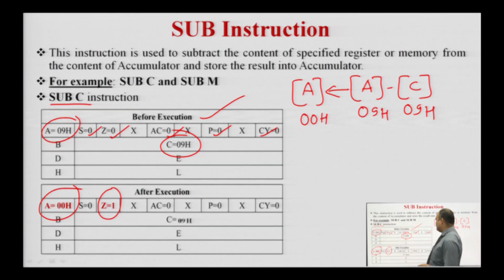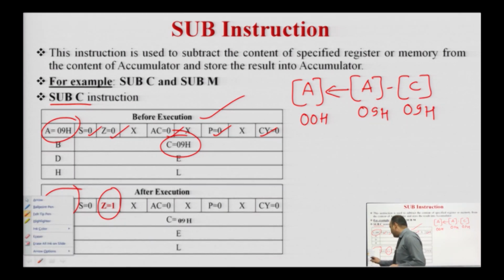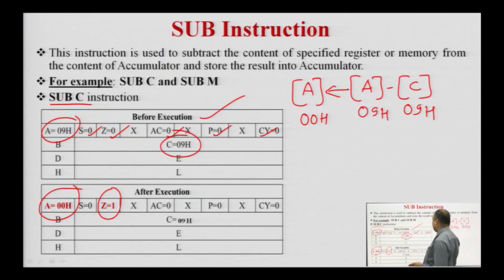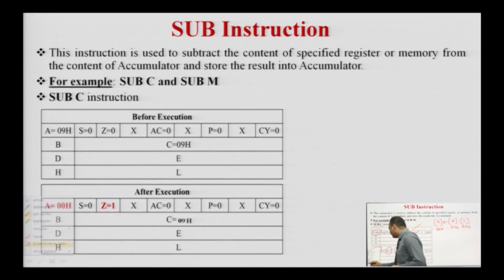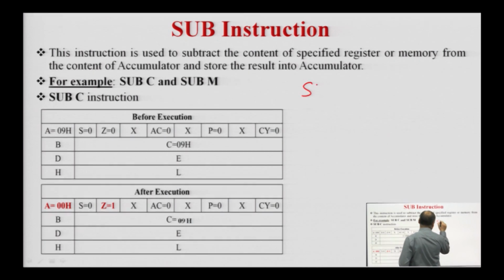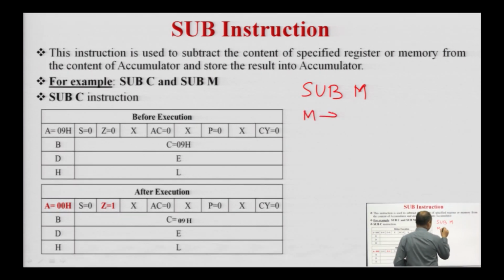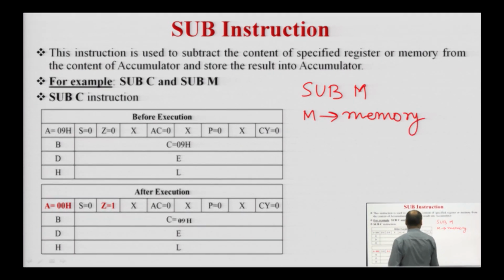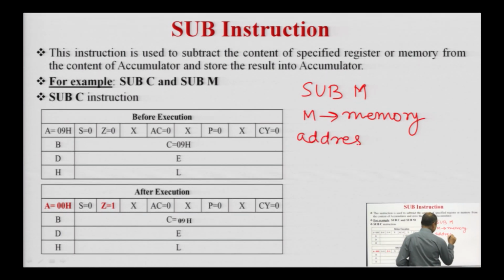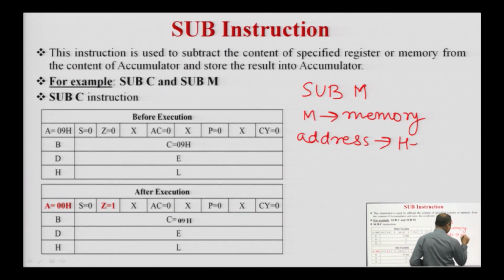Another example of the subtraction operation is the SUB M instruction. Here M is the memory location, or the memory where the contents are present. This instruction will subtract the content of the memory location from the content of the accumulator and store the result into the accumulator. The address of this memory is given by the HL register pair.